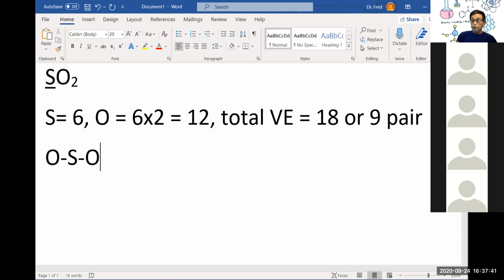Now, where you put them makes no difference as long as wherever you put them does not violate the octet for the atoms, with the exception of hydrogen. If hydrogen is up there, hydrogen would be already content and I couldn't add any more. I would have to put them in the other atoms. All right, so I'm going to attempt to draw 7 more pairs.